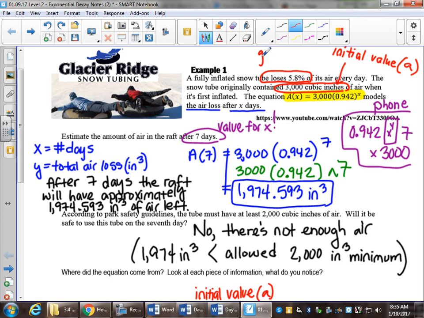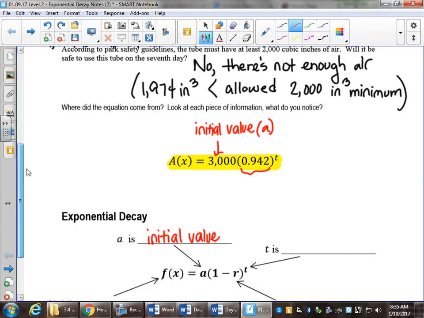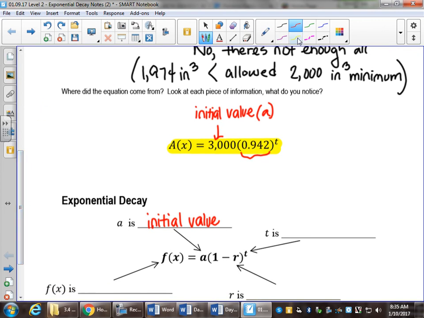This is still called a growth rate. I know it's technically saying it's losing it, but there's really nothing called a decay rate. So this is still called a growth rate, even though it's decreasing. The fact that I see that keyword loses tells me right away this is decay. So over here, off to the side, let's work with that value.